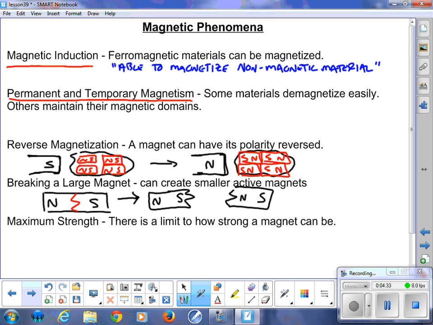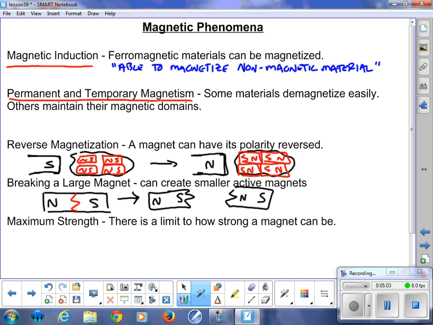Then we have permanent and temporary magnetism. Looking at the second point here, some materials demagnetize easily, others maintain their magnetic domains for a long time. For example, that junkyard magnet or the electric bell are examples of materials that demagnetize easily and don't hold their magnetic field for long periods of time. You wanted something to be short-lived.